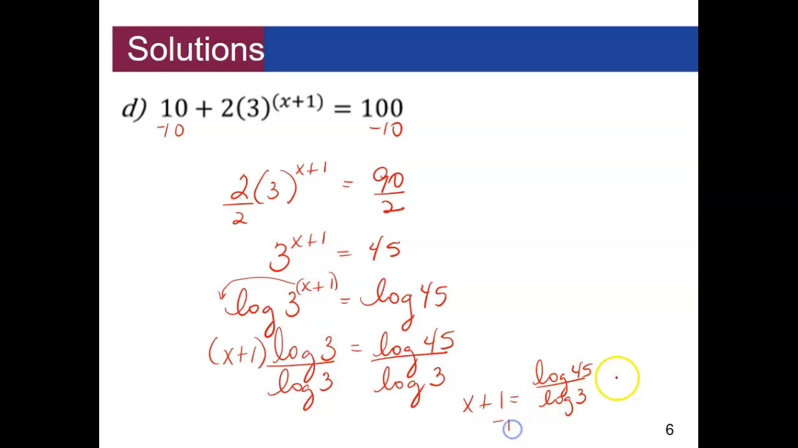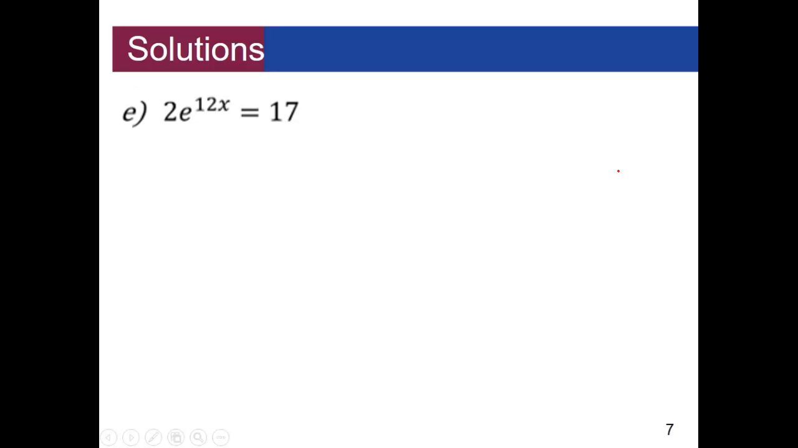So I'm going to subtract 1. So my final answer is going to be x equals the log of 45 divided by the log of 3 minus 1. And depending on the instructions on WebAssign, you can go ahead and put this in your calculator and get a decimal answer, or you can leave it like this if it's asking for an exact answer.